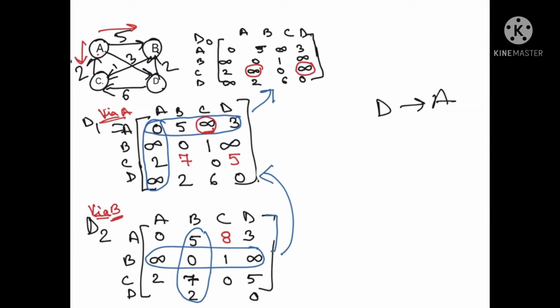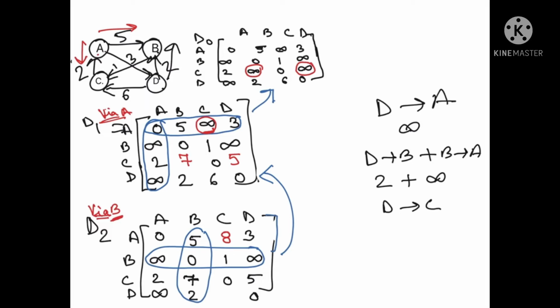So what is D to A? Is there a direct path? No, infinity. Now D to B plus B to A. So D to B is what? 2. And what is B to A? Infinity. Correct. So obviously this will again remain infinity. Okay. Then you have D to C. So D to C is already 6.